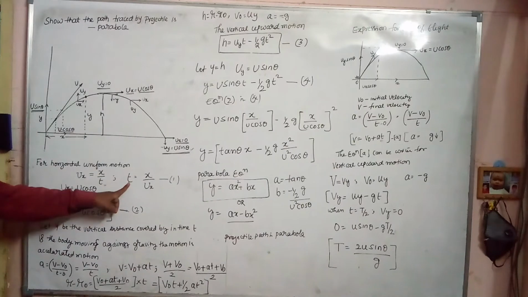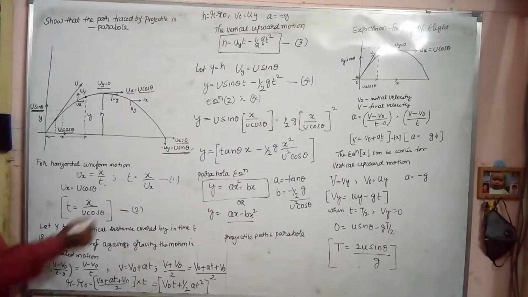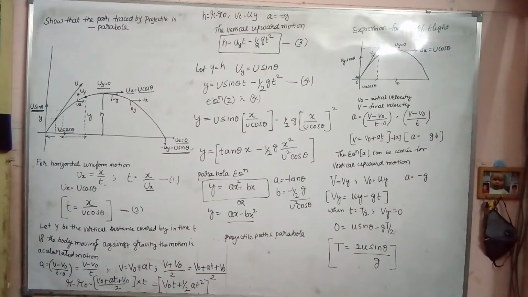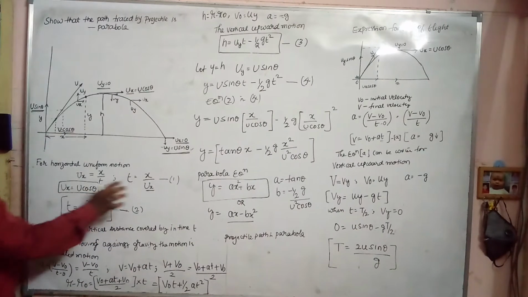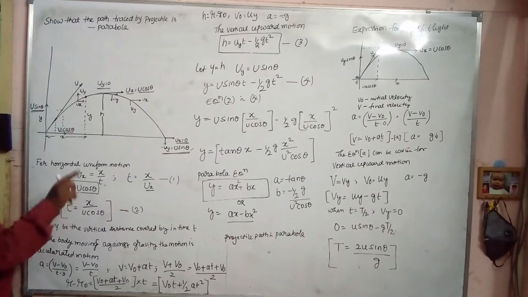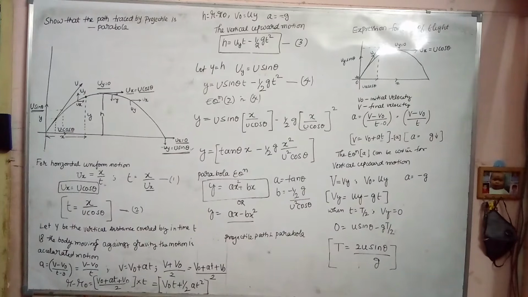So time t is equal to x divided by ux, the velocity component with respect to x. Ux is equal to u cos theta, you remember this, you know this. So t is equal to x by u cos theta. Just substitute here, ux means u cos theta. Time is equal to x, the distance travelled, divided by the velocity component in the horizontal direction, that is u cos theta. So keep this as equation 2.